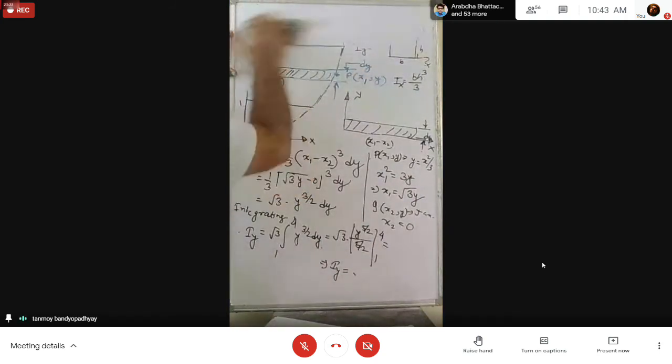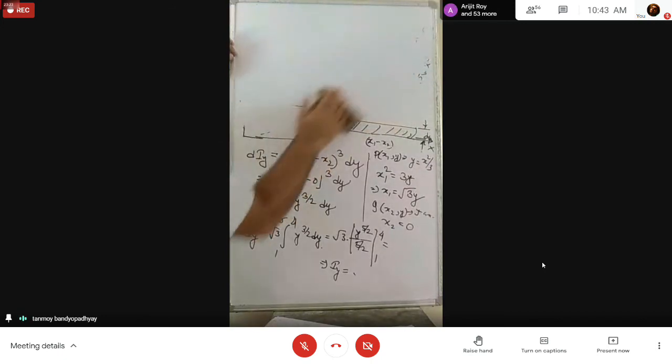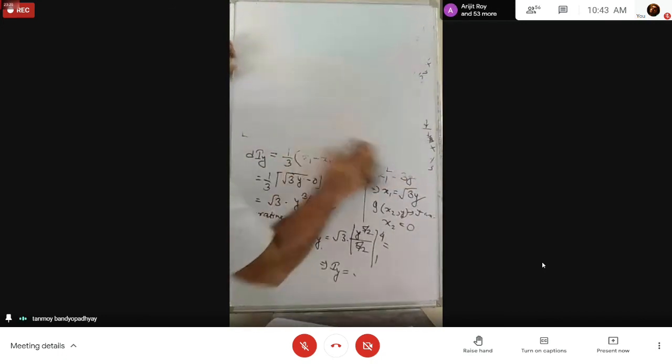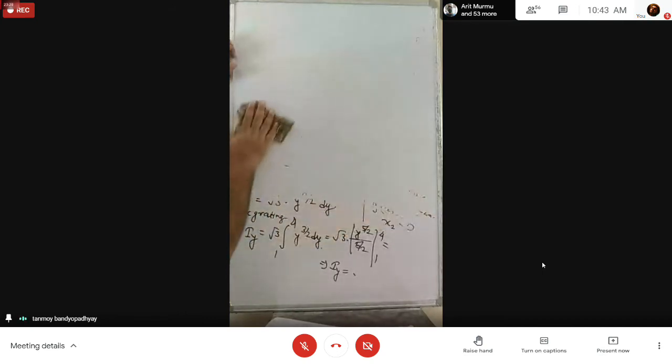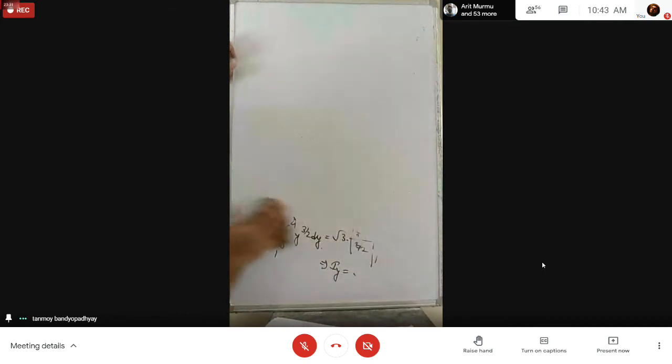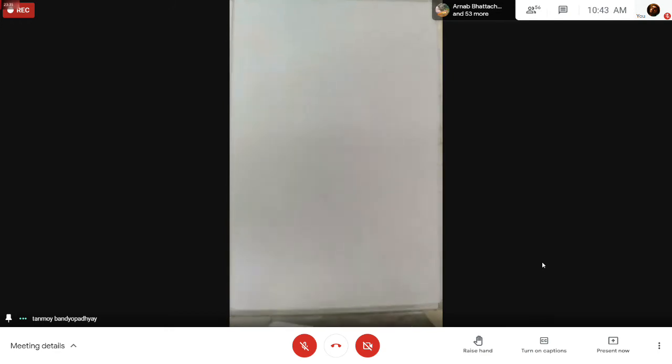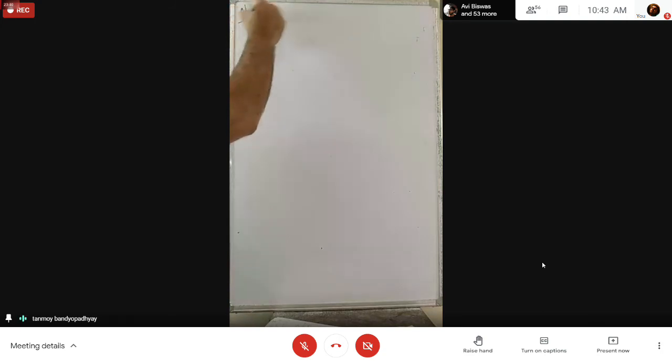So now we'll be doing a case where the area is being bound by the x-axis. We'll be doing problem number A13, where the area is being bound by the x-axis.